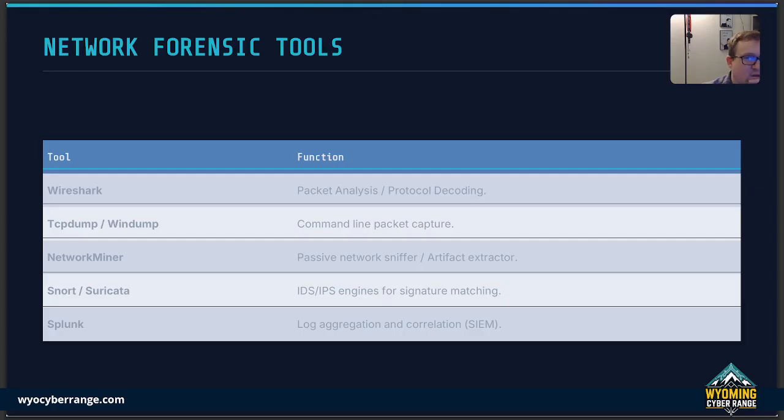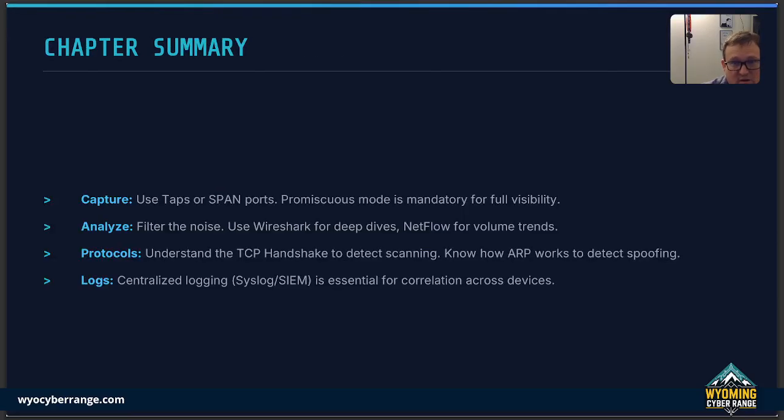Snort is an IDS and IPS used for signature matching. And then lastly, Splunk is a SIEM, right? And so we have to know at least these ones, but more if we can. And so that was chapter 8, I believe. And to summarize this, we learned that networks can be another gold mine for our traffic.